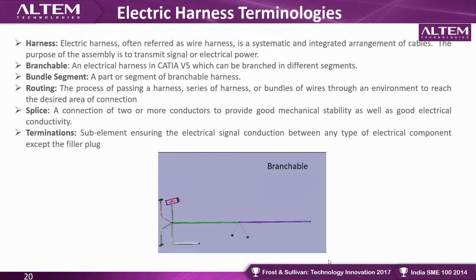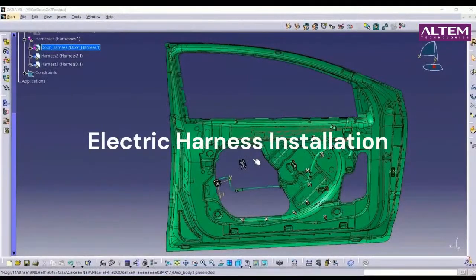So this is our branchable segment, and this is our branch point. From the branch point, two bundle segments are branched. So let's demonstrate. Let me show you a demonstration of how harness installation is done.